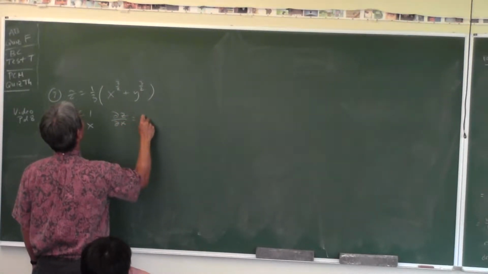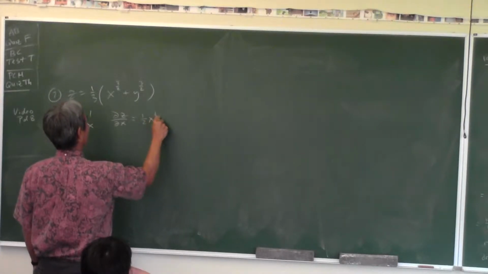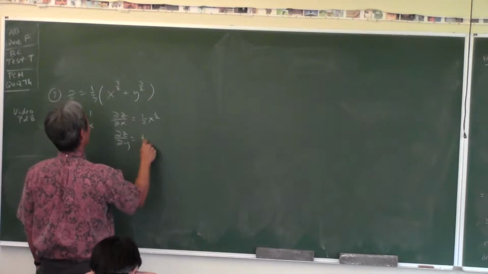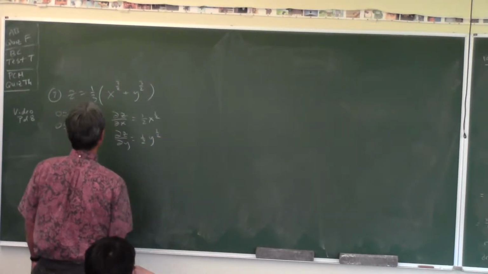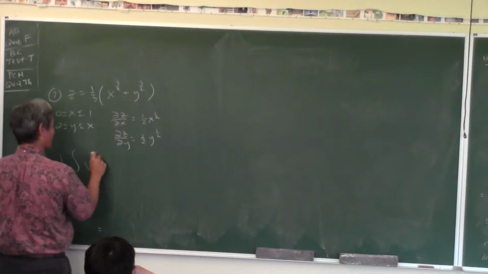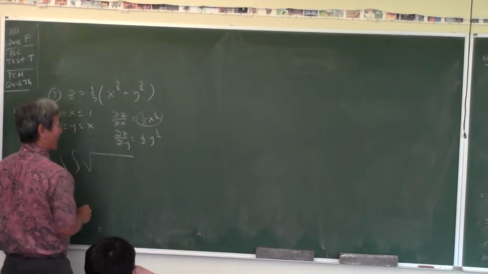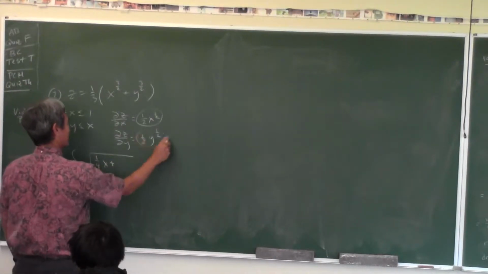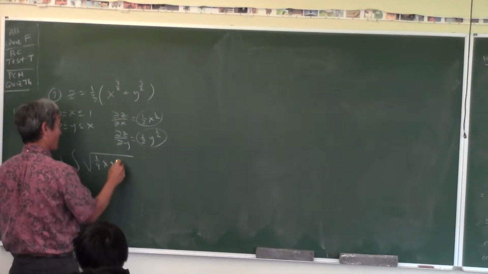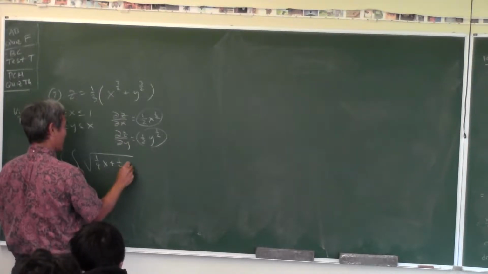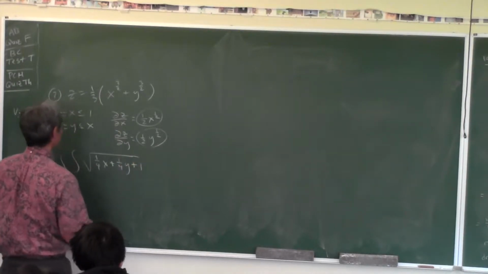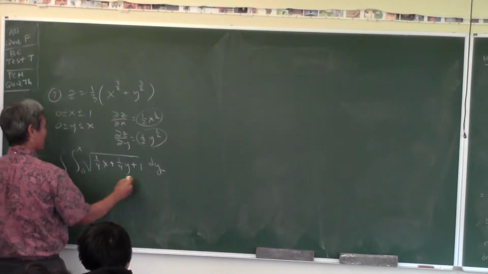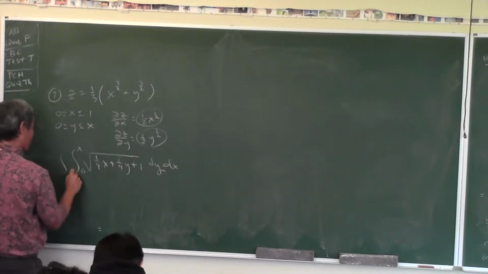1/2 x to the half. The partial of z with respect to y is equal to 1/2 y to the half, right? So the double integral is the square root of this thing squared, 1/4 x, plus that thing squared, 1/4 y, plus 1 dx dy. If you integrate with respect to y first, it goes from 0 to x, and then you integrate with respect to x, from 0 to 1.